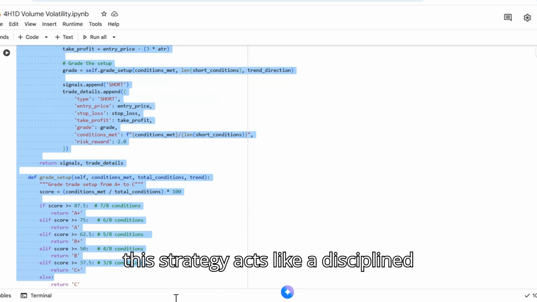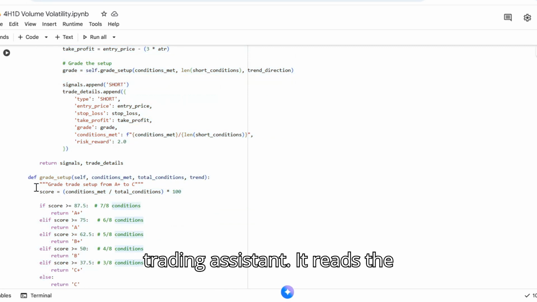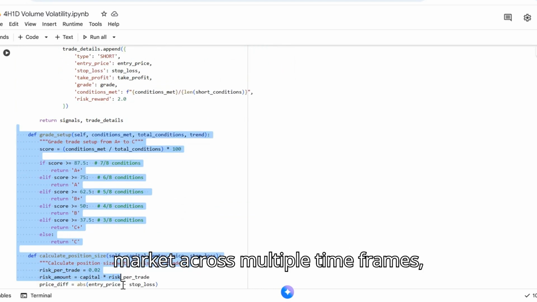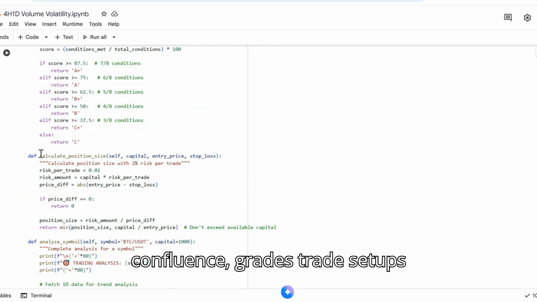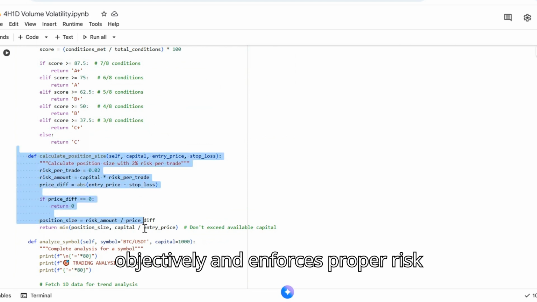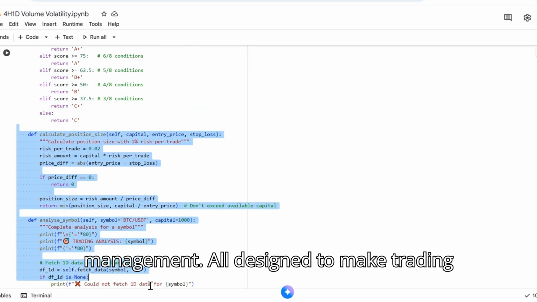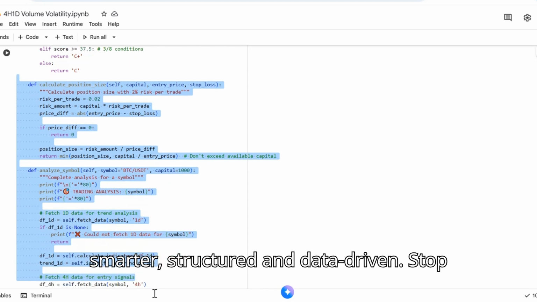In essence, this strategy acts like a disciplined trading assistant. It reads the market across multiple time frames, validates entries with technical confluence, grades trade setups objectively, and enforces proper risk management, all designed to make trading smarter, structured, and data-driven.